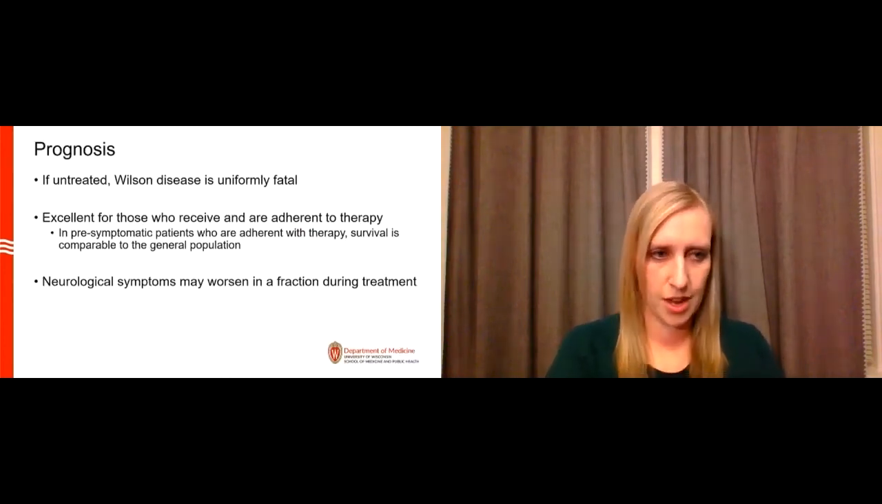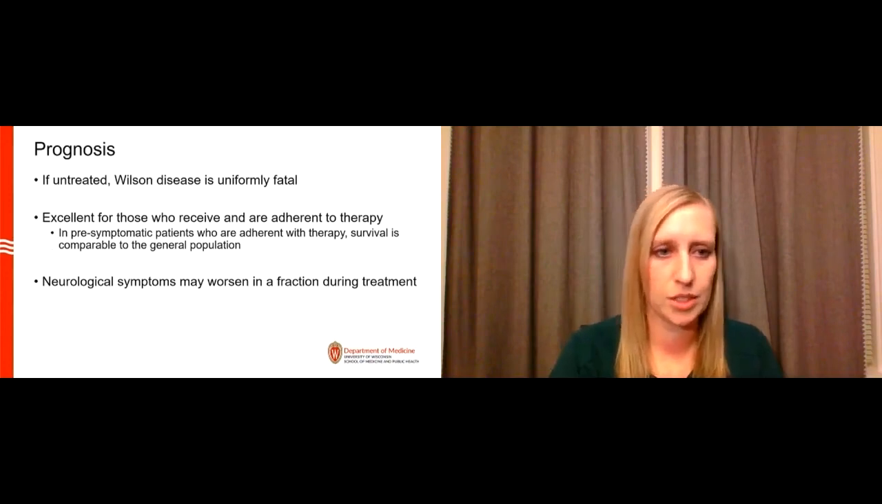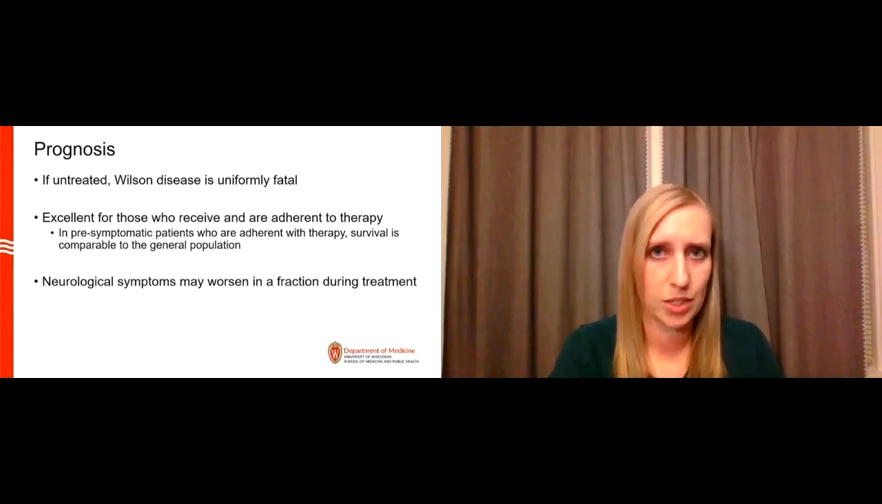Prognosis-wise, if untreated, Wilson disease is essentially uniformly fatal. Most patients who have this and are untreated will usually die by approximately the age of 40 or so. As I discussed earlier, early identification and treatment is associated with a better prognosis. Getting treatment before somebody develops chronic liver disease, before they develop permanent neurologic damage. And overall, the prognosis is excellent for the majority who receive and are adherent to therapy for Wilson disease.